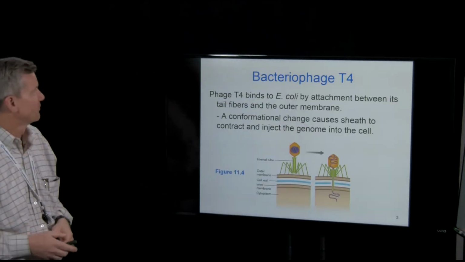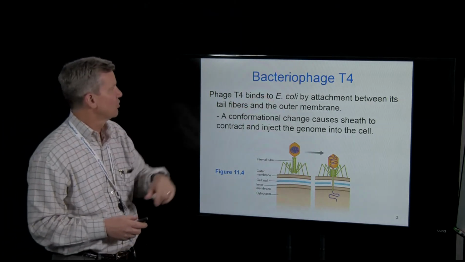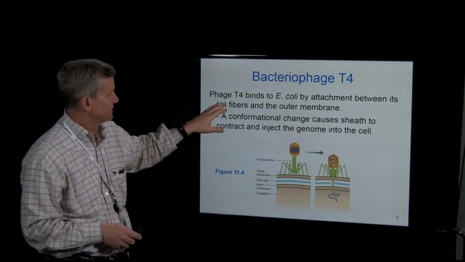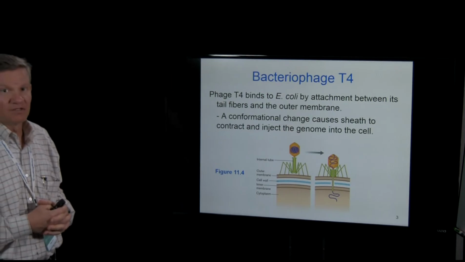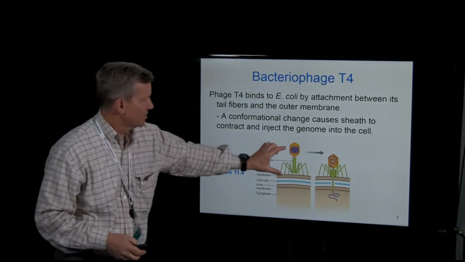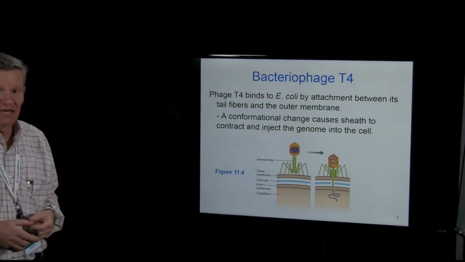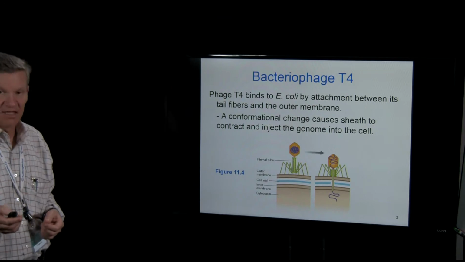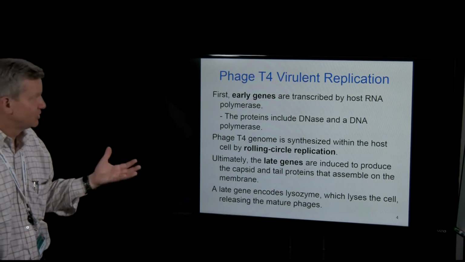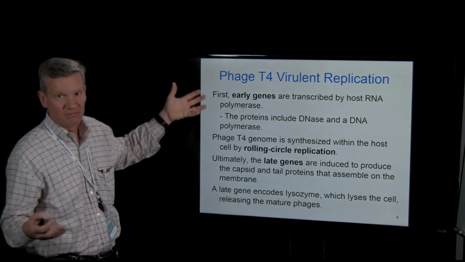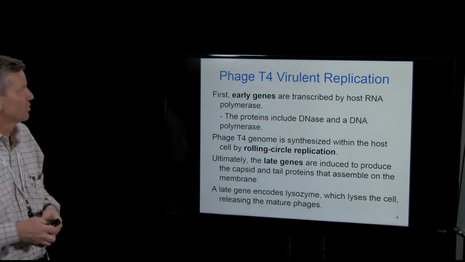So as you remember from last time, the phage binds E. coli via its tail fibers, and attaches to a sugar receptor on the outer membrane on the outside of the cell. And then the sheath contracts and injects the nucleic acid, the single linear double-stranded DNA, into the E. coli cell. And then early genes are transcribed, and you know that early genes are named like E1 and E2, things like that. And they're transcribed by host RNA polymerase.